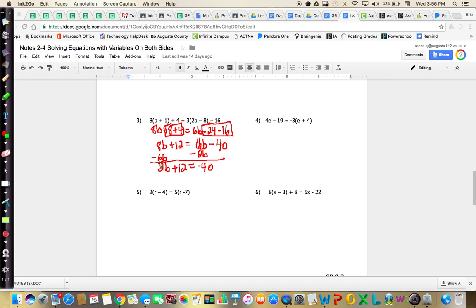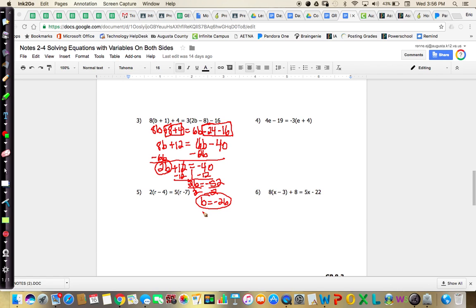Now, circle your variable, draw your t, and the inverse of adding 12 is subtracting 12. 12's cancel, and we get 2b equals negative 52. The opposite of multiplication is division, so we're going to divide by 2. 2 divided by 2 is a 1 in disguise, and b will equal negative 26.